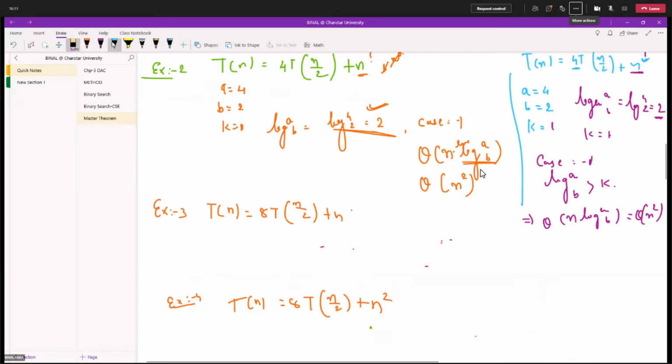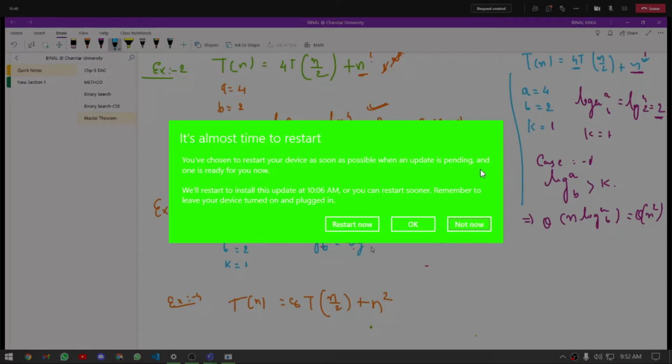Okay. Now, roll number 127. Tell me what is the A value over here? Yes, ma'am. 8. What is B value? 2. What is K value? 1. Yes. So what is the value for log A base B? Log 8 base 2. But what is the value for log 8 base 2?